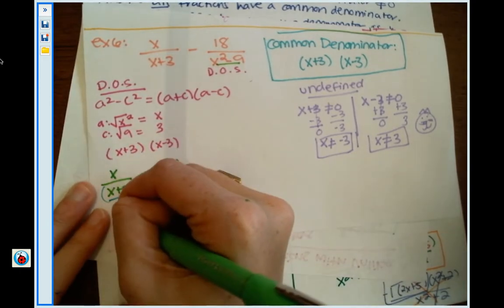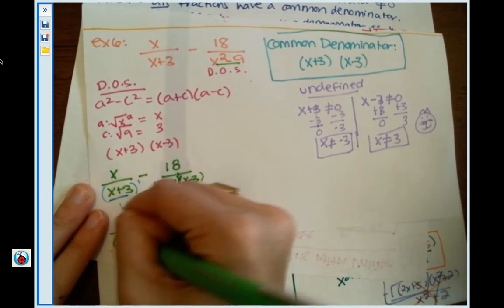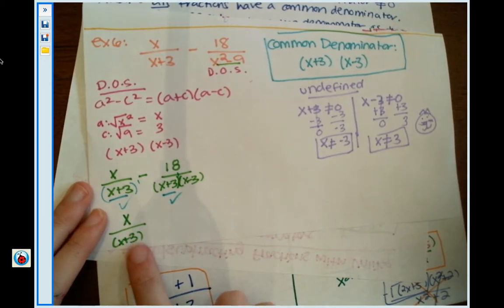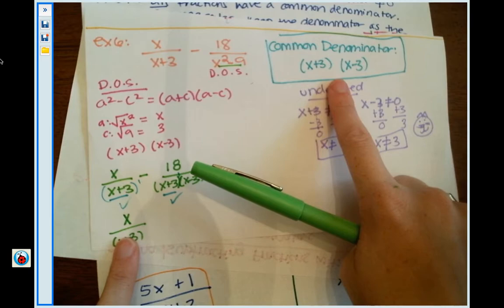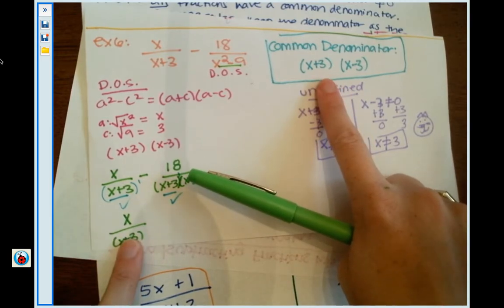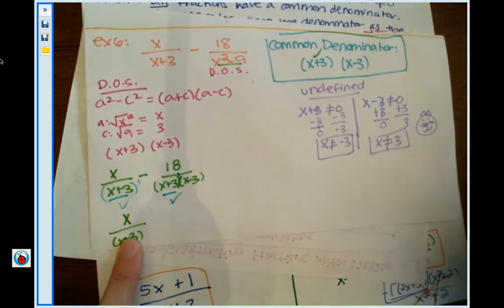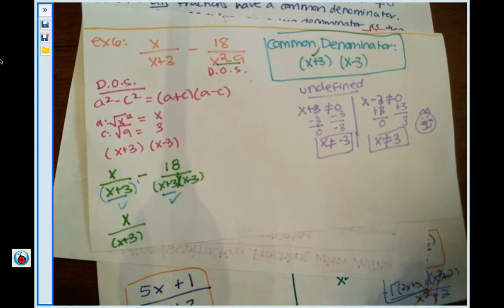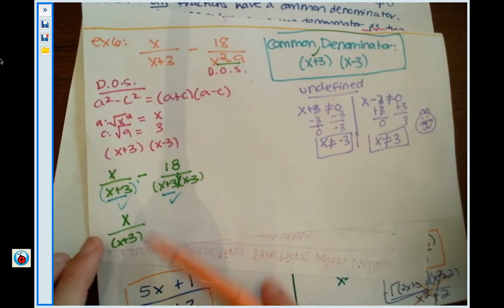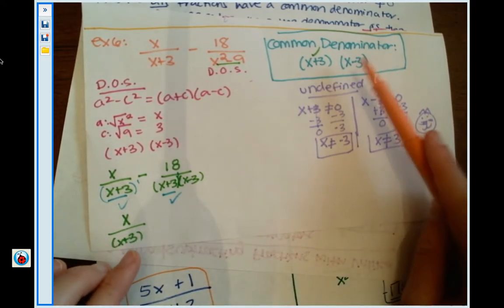So let's see here. I'm going to start with my first term. So I have x over x plus 3. Now let's see, what does this denominator need in order to have the common denominator? Well, it's got the x plus 3 part. Check. But it's missing the x minus 3. Oh no. So what do I do? Well, guess what, you guys? If it's missing one, you just multiply it by what it needs. It needs the x minus 3.